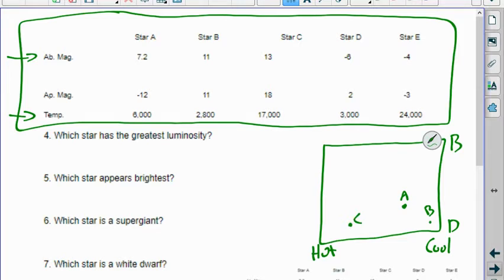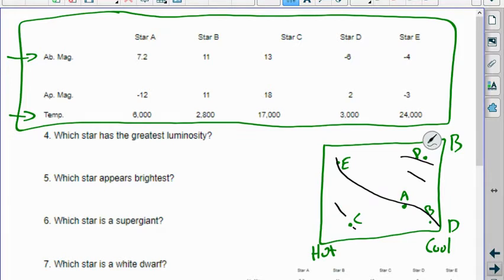Star D, 3,000 is cool, and -6 is really bright. I would call it super bright and put it up where the supergiants are. And then 24,000 is really hot, and a -4 is really bright. And so I would put it over here, star E. And then I would just kind of remember that my main sequence kind of looks like that. My supergiants are up here, my giants here, and then my white dwarfs kind of over here.